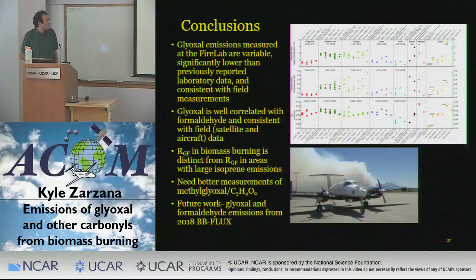So glyoxal emissions at the fire lab were variable depending on the fuel type, and they were significantly lower than previously reported laboratory data, but generally consistent with field measurements. Glyoxal and formaldehyde were well correlated, and they're also consistent with field measurements, both from satellite and aircraft. And this RGF in biomass burning is generally very distinct from RGF in areas with large isoprene emissions. Whether it is distinct from areas with more monoterpenes or aromatics remains to be seen.